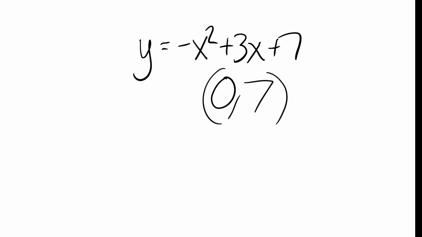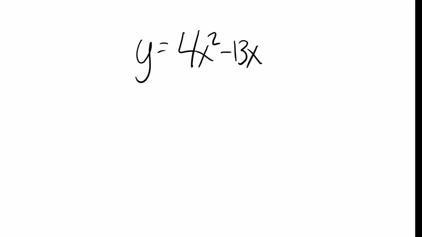Yeah, there isn't a lot more to this. In this case, if I wanted to make a really crummy sketch of my picture, I'd know (0, 7) is my y-intercept, and I'd also know this is an upside down parabola because it has a negative in front of the x squared, so it looks something like this. Sweet. Let's try one more. y equals 4x squared minus 13x plus 2. Well, my y-intercept only uses that last term, and it's (0, 2).